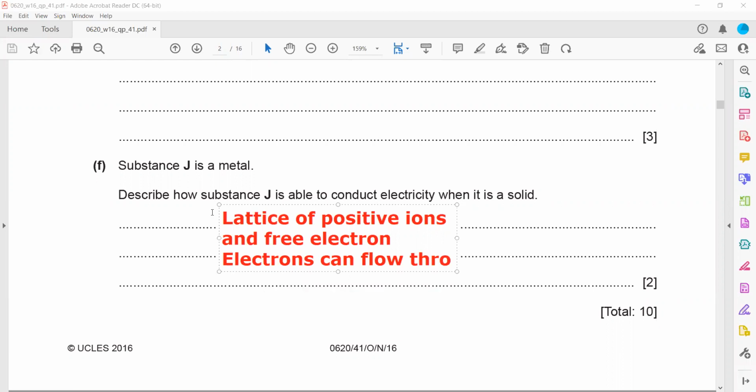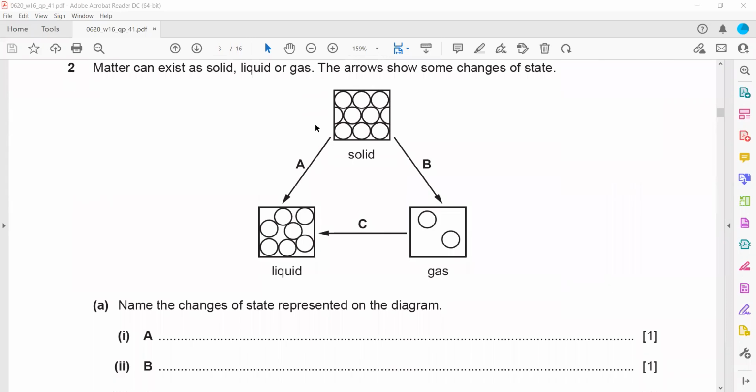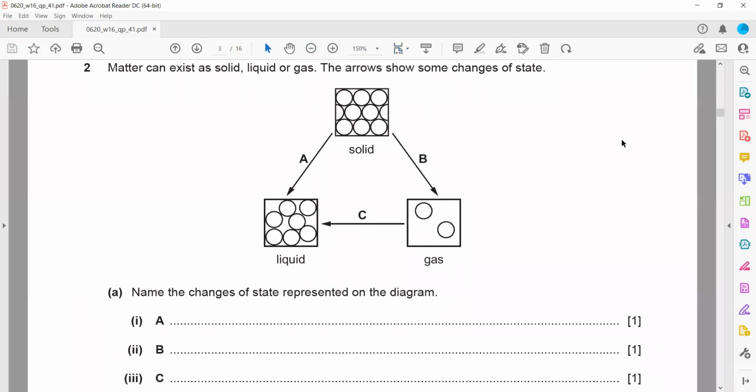Metal can exist as a solid, liquid, or a gas. The arrows show some changes of state. Name the change of state represented on the diagram, A, B, C. You can use screen annotation to complete this part. What is the change A? A solid turns to liquid. Change B, when a solid turns to a gas. And change C, when a gas turns into liquid.